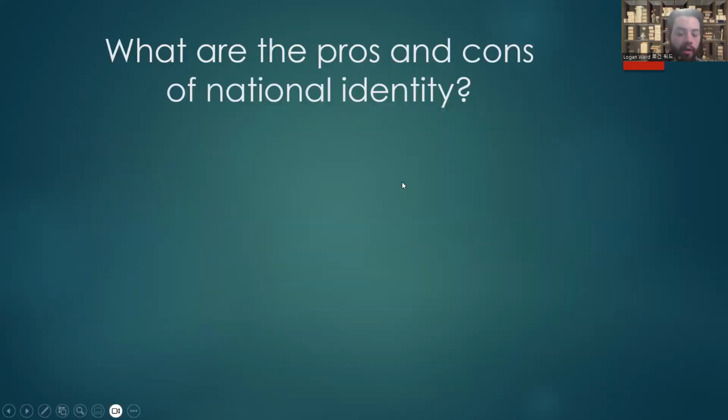So, what are the pros and cons of national identity? What do we think? What are some good things about having national identity and some bad things about it? Let's start with some good things. What are some good things with having a sense of national identity? What do you think? Good.